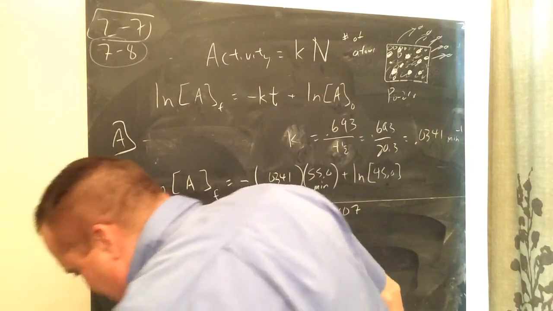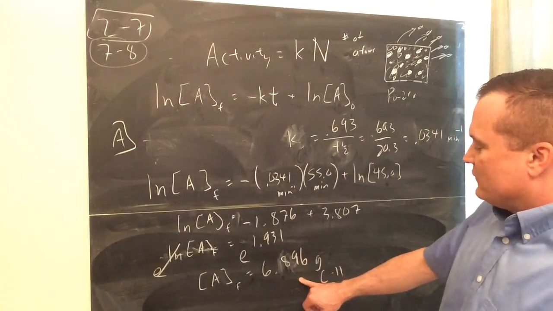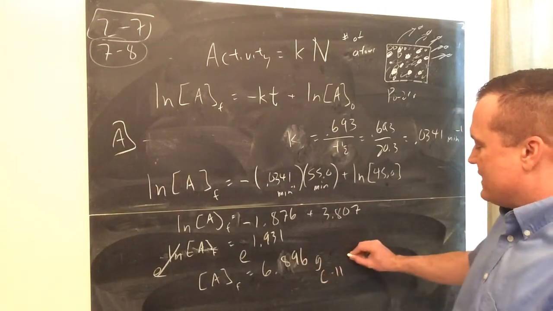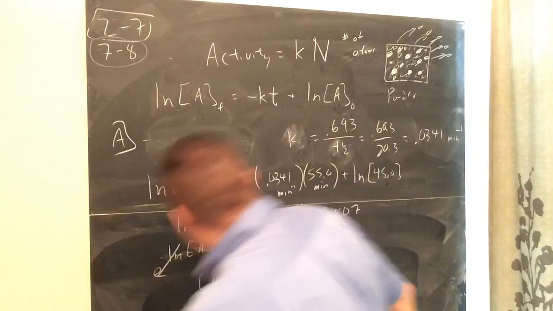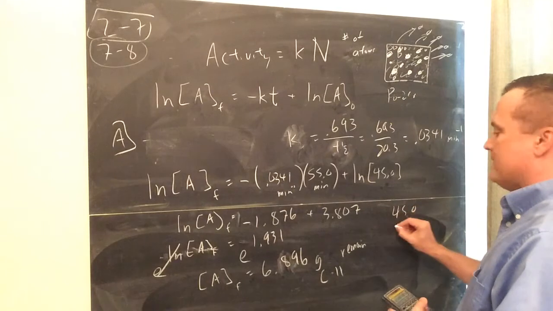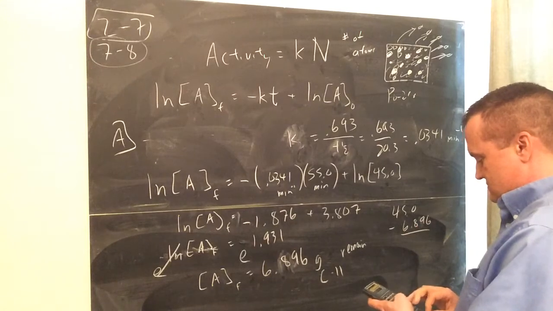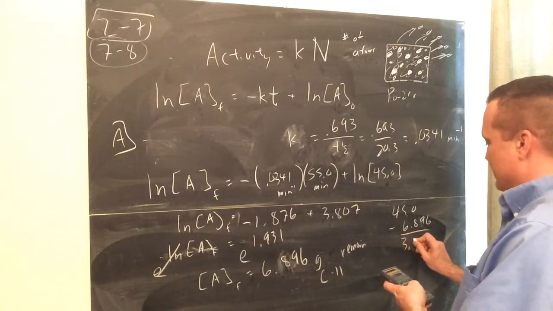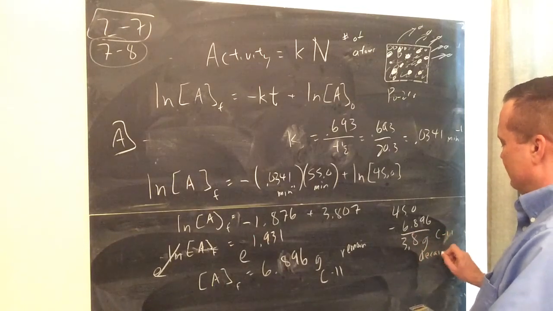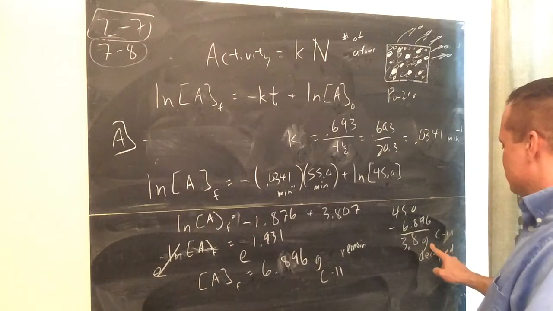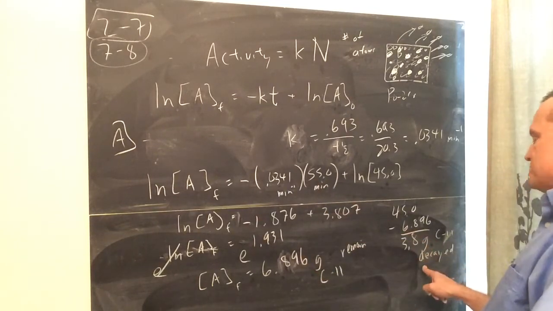Now, here's another thing I want to bring up, because this can also help you. Whenever you find out the amount that remained, so 6.896 grams remain, but how much disappeared? Just subtract that number. 45 minus 6.896 equals 38.1... 3.8 grams of carbon-11 decayed. Now, they didn't ask for that in the question. This is what remains after that 55 minutes, but that's how much decayed.